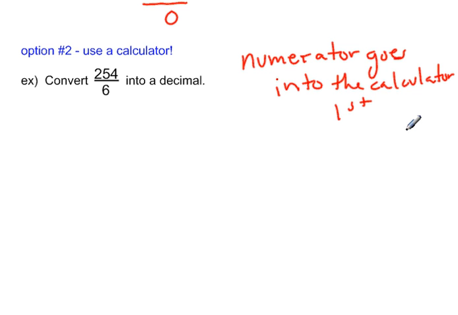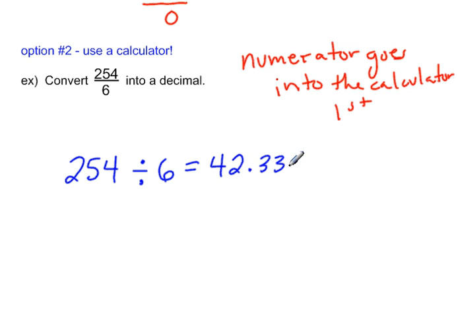So let me show you how to type this in. We're going to put our numerator in first. So into our calculator, we're going to type 254. Then we're going to type divide, the divide button. Next, type in 6, and then hit your equals button. And you are going to get the number 42.33333333 that just repeats over and over and over.